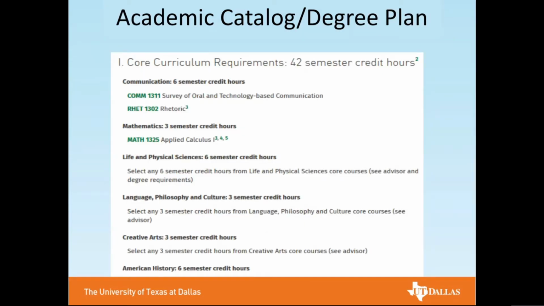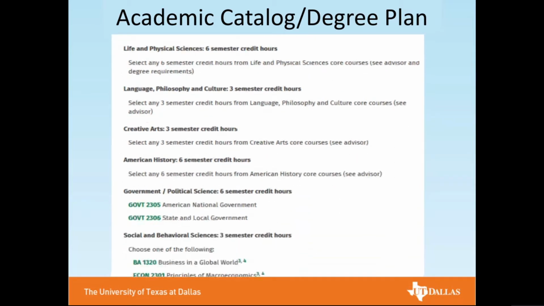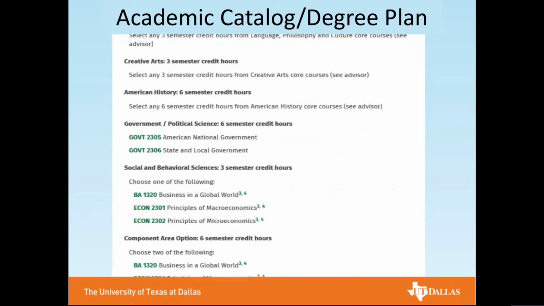You all have a copy of your current degree plan in your packet. This degree plan is created from the degree requirements that are outlined in the academic catalog. The academic catalog is always available online and lists all courses and degree requirements for your selected major. You can access this document by searching Academic Catalog on the UTD homepage. Make sure to select the 2020 Undergraduate Catalog.